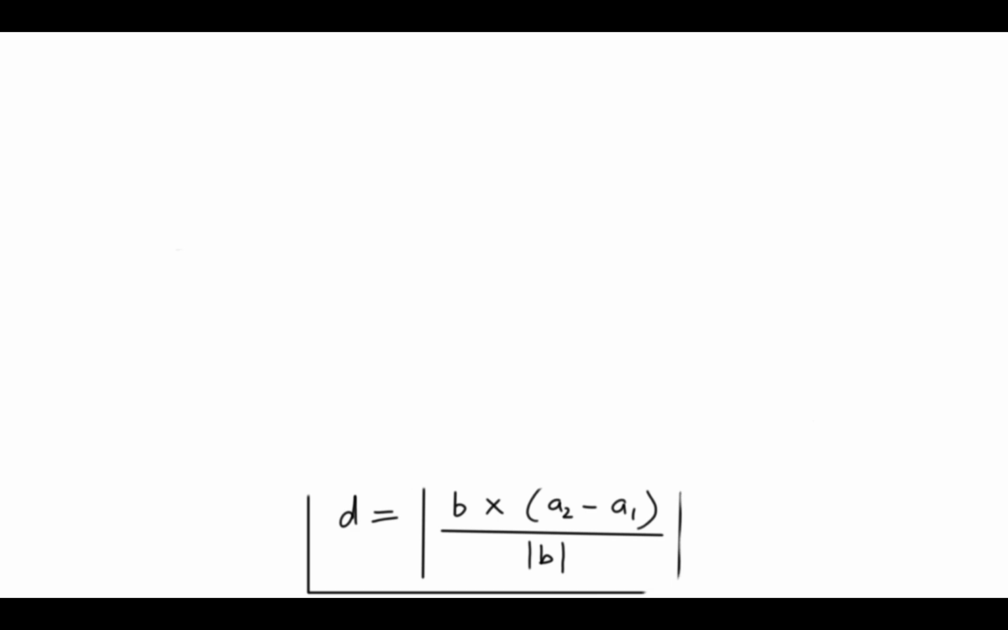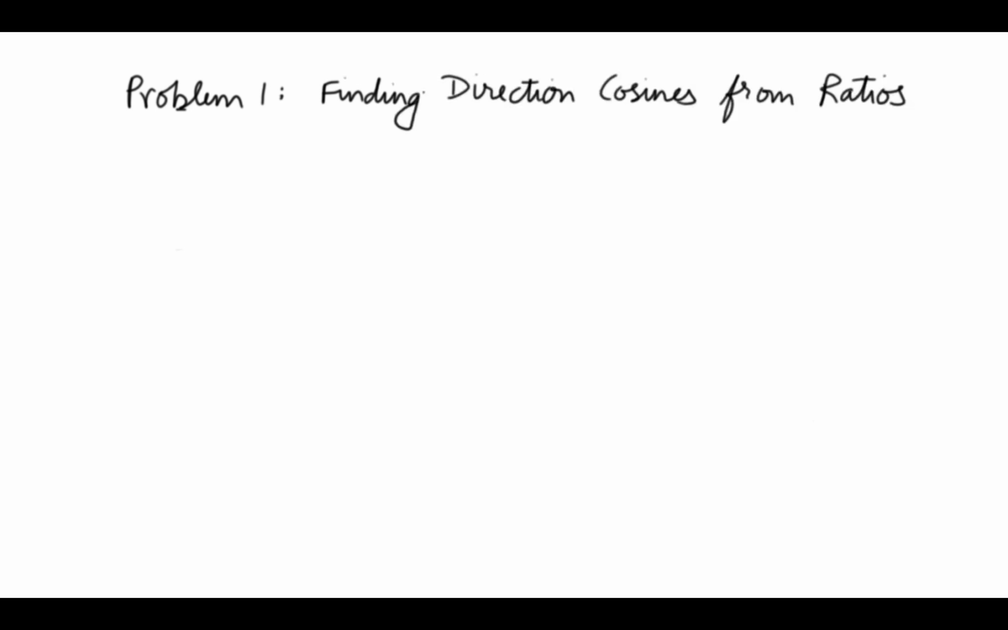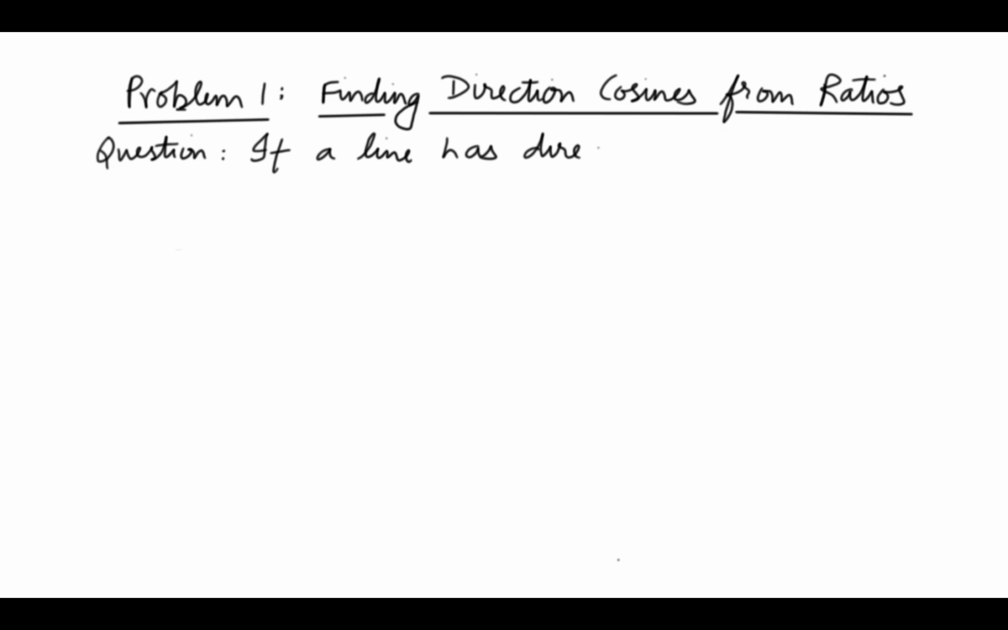Next, moving on to some problems. Problem 1 is finding direction cosines from ratios. The question is, if a line has direction ratios 2, -1, -2, find its direction cosines.